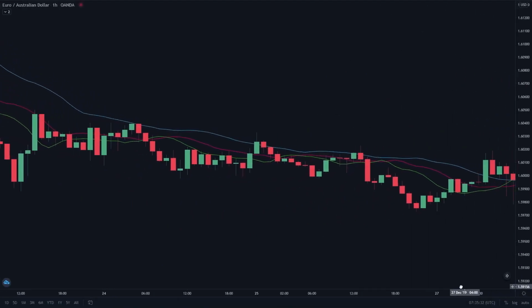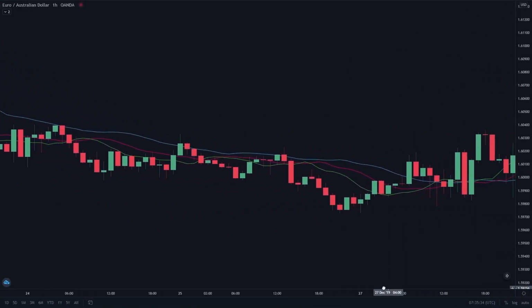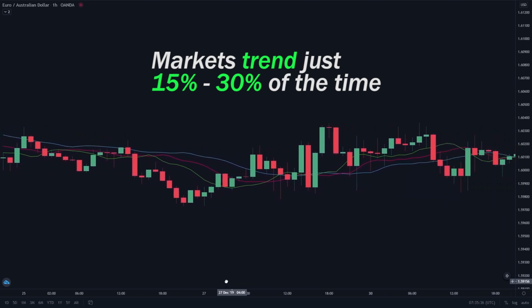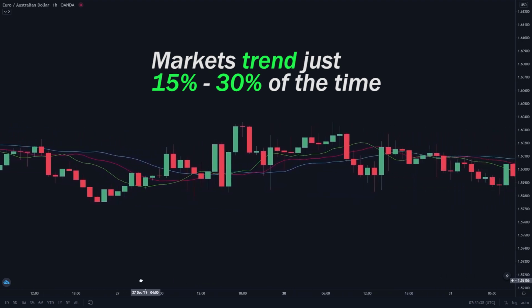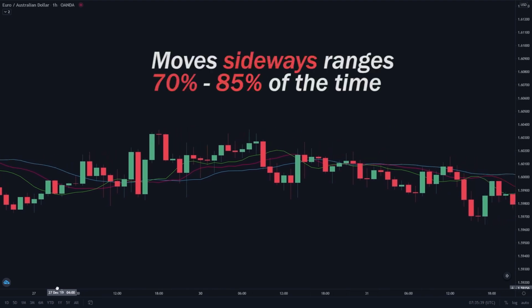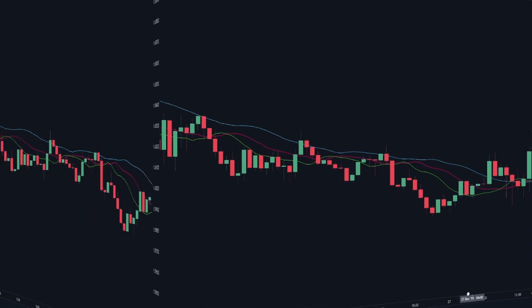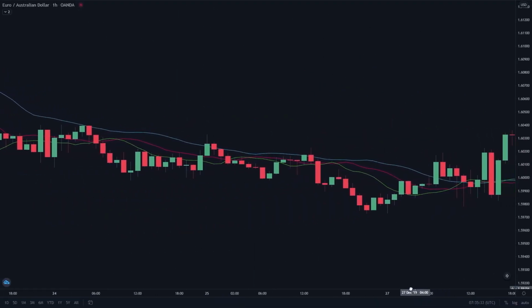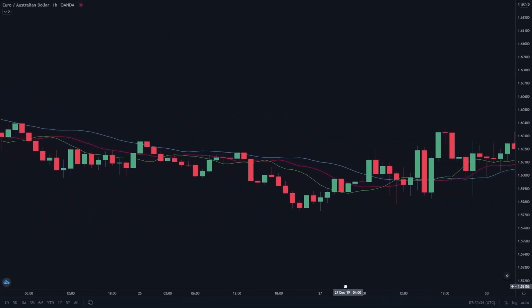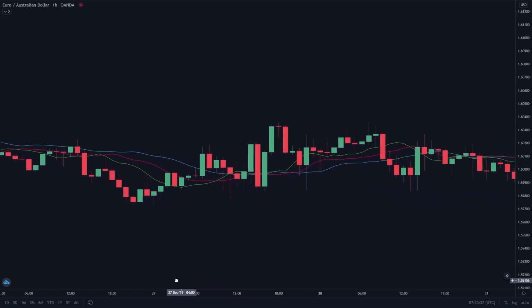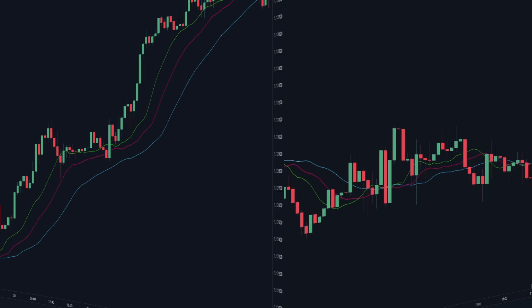Sometimes the market is stagnant and flat. In fact, research shows that the financial markets and individual securities trend just 15 to 30% of the time, and go sideways, ranging, 70 to 85% of the time. Ranges and sideways movements are very bad in trading. In fact, most trading losses come from when the market is in a range and does not have a clear trend.